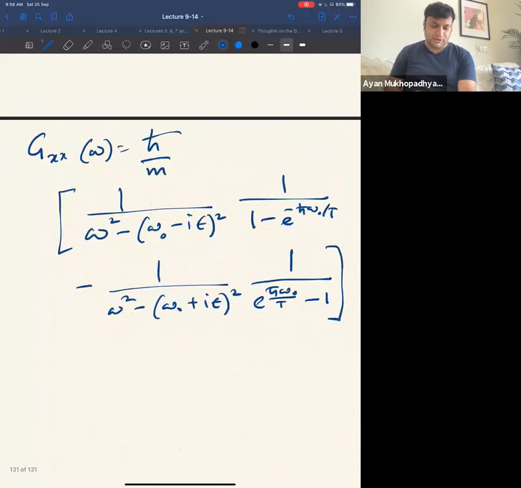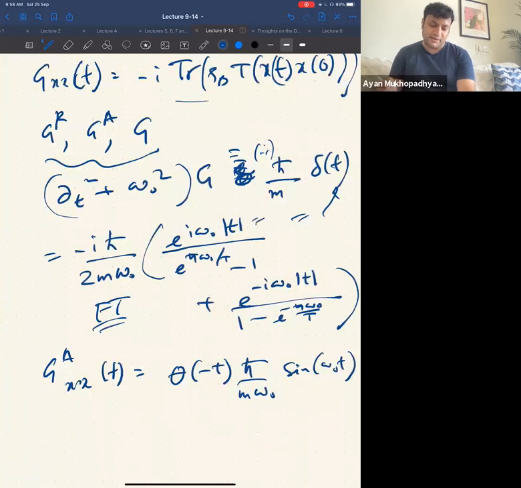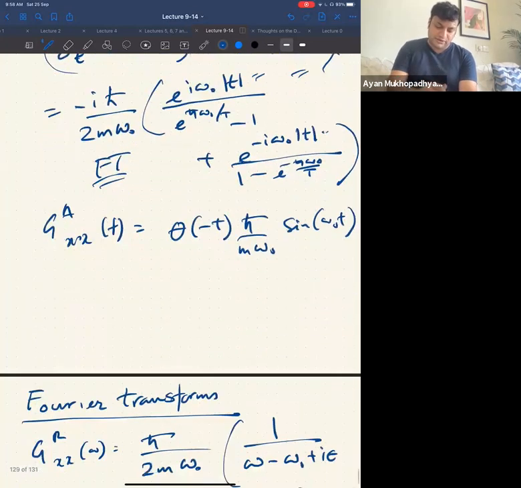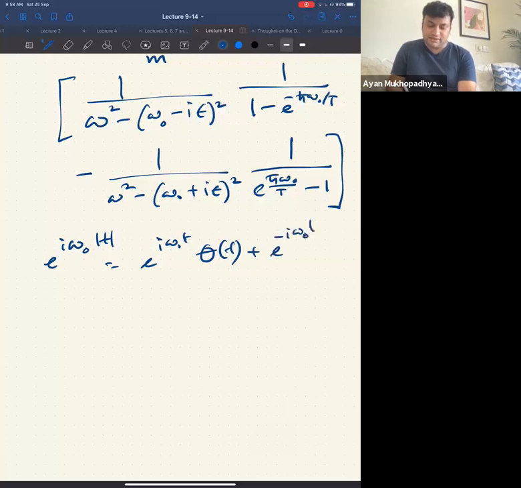So to do this, all we need to do is the Fourier transform of this object, right? e^{iω₀|t|}, right? You have to do the Fourier transform of this and this. So let us do first e^{iω₀|t|}. This is nothing but e^{iω₀t} θ(t) plus e^{minus iω₀t} θ(minus t), right?